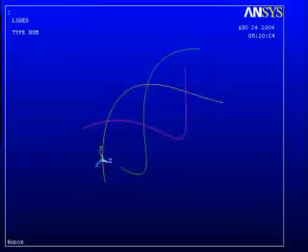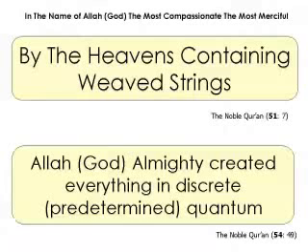As you can see on the screen, if we take 3 strings and weave them together, this is a weaved string. This is the basic unit of energy in space, the basic unit of all energy fields. Allah Almighty not only teaches us the shape of these basic units, but also their function. Allah states in the Noble Quran that He created everything in predetermined measure, in discrete quanta, in discrete states.